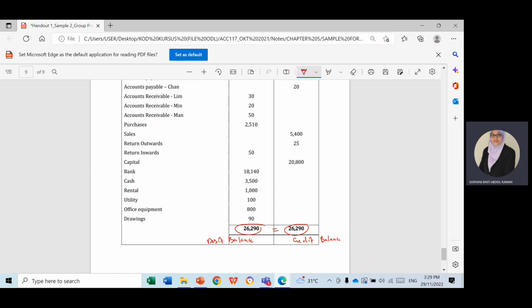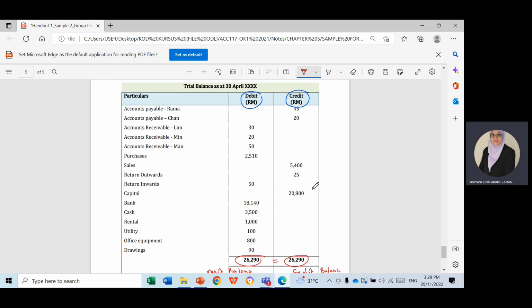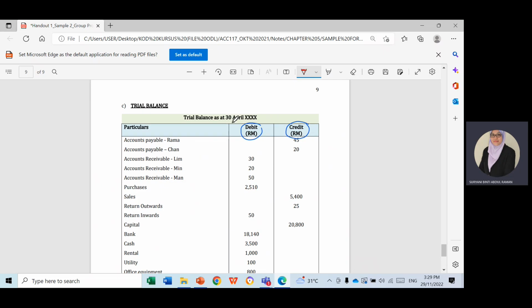Okay, so that's all for this chapter. Basically, we have achieved all the learning outcomes. First is to identify the source documents, followed by preparing the journals and preparing the full sets of accounting records, starting from the information collected from source documents until the preparation of the trial balance. So with that, thank you for listening and hopefully you understand what has been delivered today. Thank you, everybody.